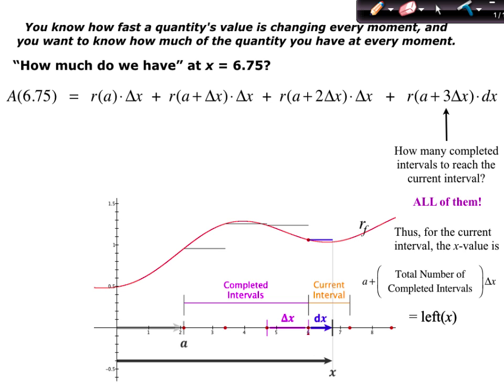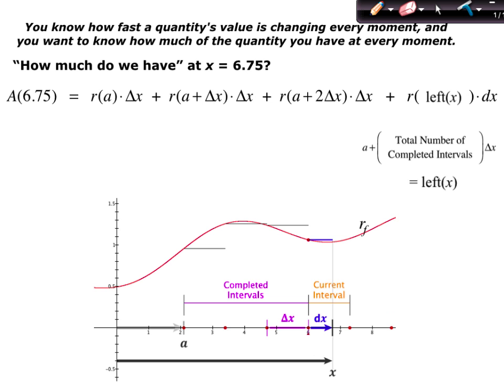So now we got to figure out what that is. So left x is this function that... did I put it in the picture then? Let's make it red just like it was before. So right here, that's my left x, right? So this is a function of x that takes the current value of x, and gives you the x value at the start of the current interval. That's what left x does. So we gotta figure out what that is. So it's basically a plus the total number of completed intervals times delta x. So all that's left is to figure out how many total intervals we have given the current value of x.